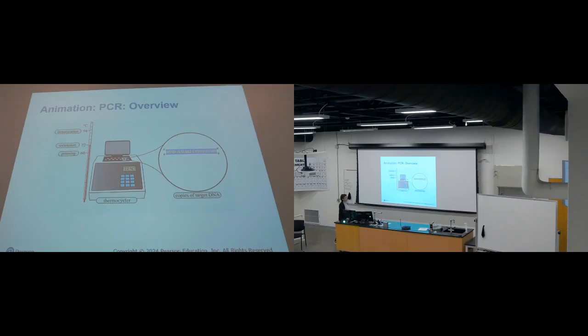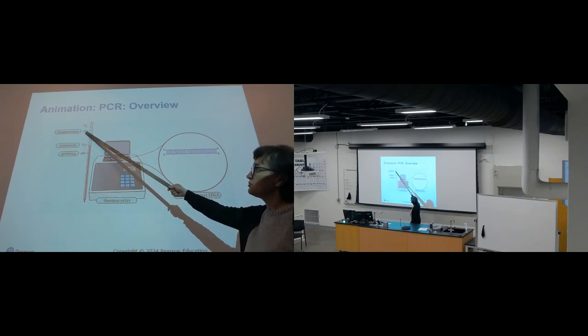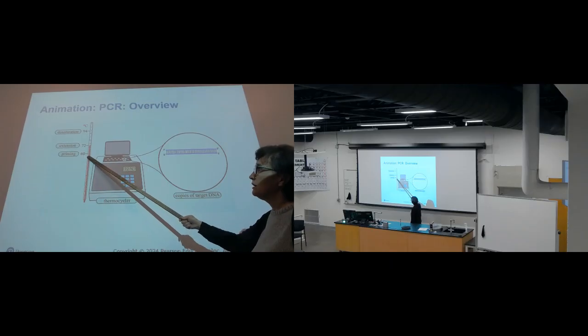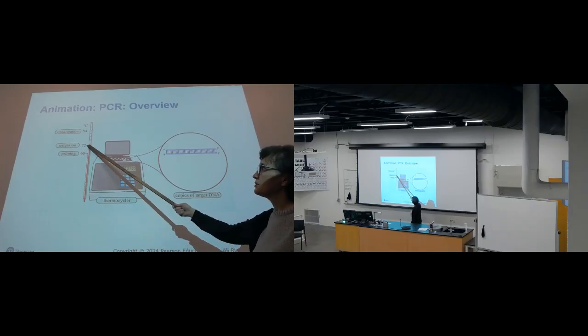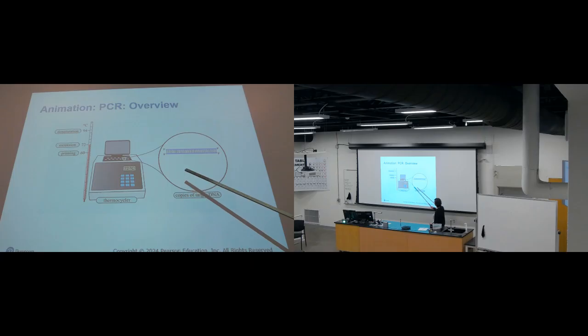The machine that amplifies your copies of DNA is a thermocycler. You program this thermocycler. You have a period of priming, a period of extension, and a period of denaturation with different temperatures. Priming is usually at 60 degrees Celsius, extension at 72 degrees Celsius, and denaturation at 94 degrees Celsius. As the thermocycler runs for the period of time that you set, you amplify your DNA.